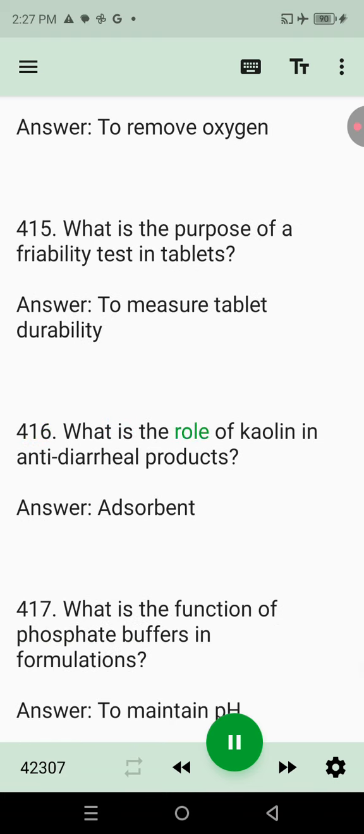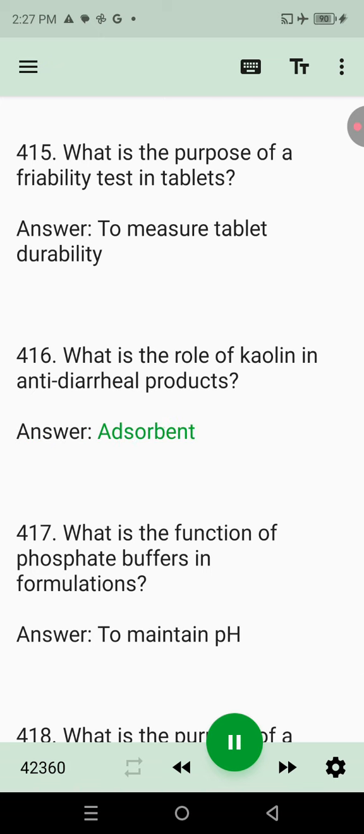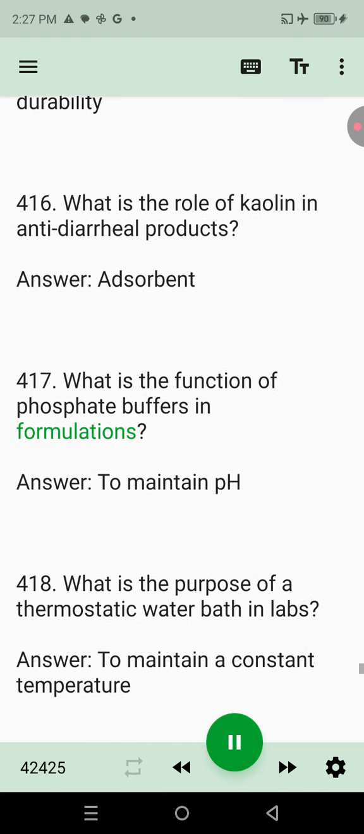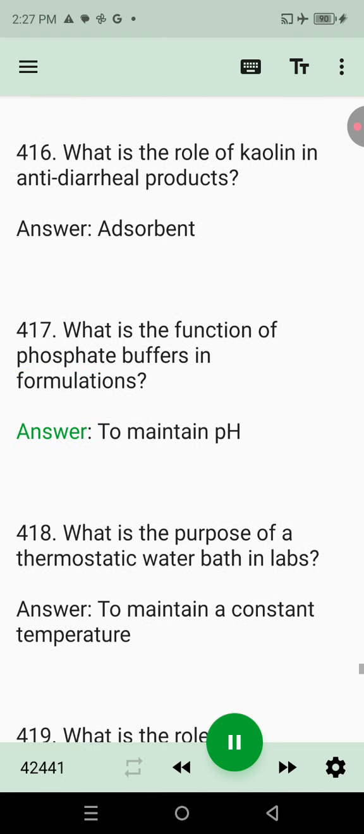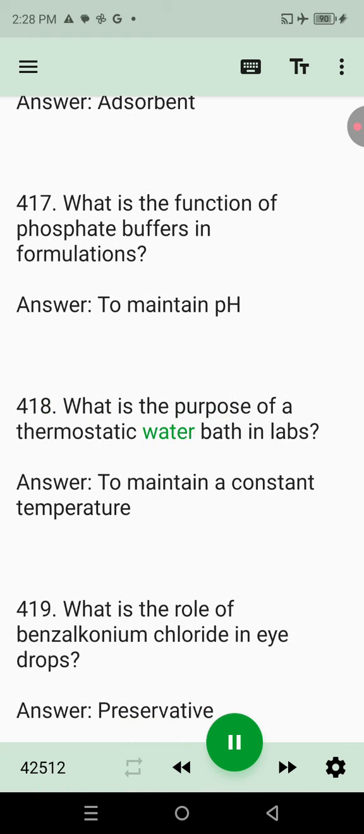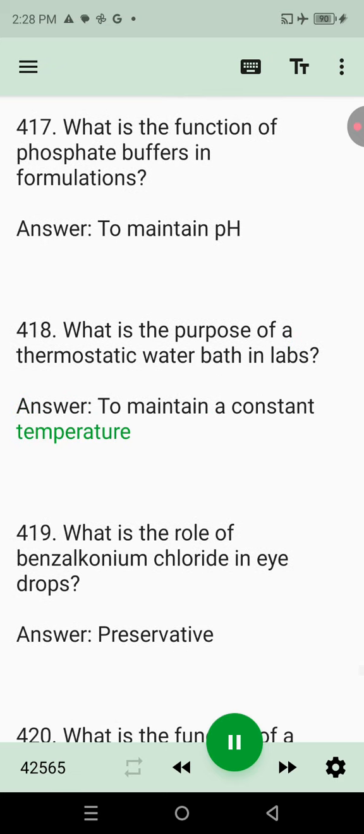416. What is the role of kaolin in antidiarrheal products? Answer: adsorbent. 417. What is the function of phosphate buffers in formulations? Answer: to maintain pH. 418. What is the purpose of a thermostatic water bath in labs? Answer: to maintain a constant temperature.